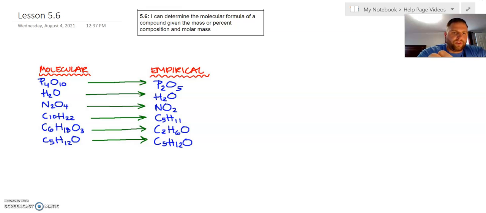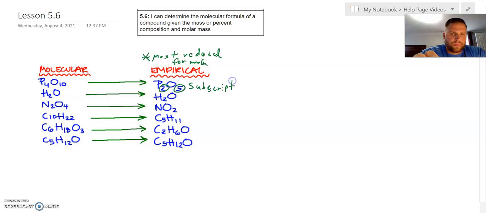Remember, we know how to solve for an empirical formula, okay? And what does empirical kind of mean? It means most reduced formula. And what are reduced? These things called subscripts. A molecular formula is, we could say, the true total of elements in a compound.